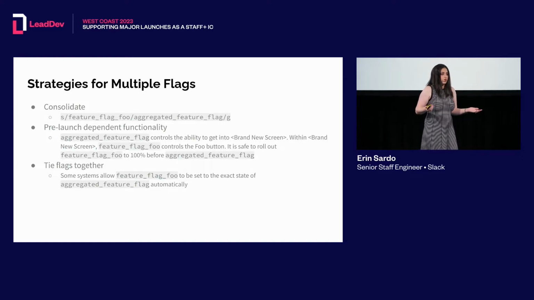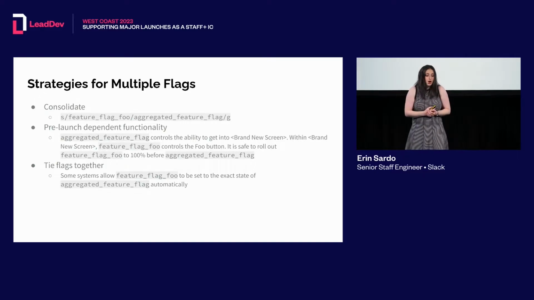You can just consolidate them. Like, hey, let's just swap all these little flags for this big one. Cool, that sometimes works. You lose the flexibility of being able to turn them off in production later, but maybe you don't care. You can pre-launch them. Sometimes this little sub-feature only matters if you can get into the big feature. Launch that ahead of time. If you turn it off later, great, but it's not a problem on day of.